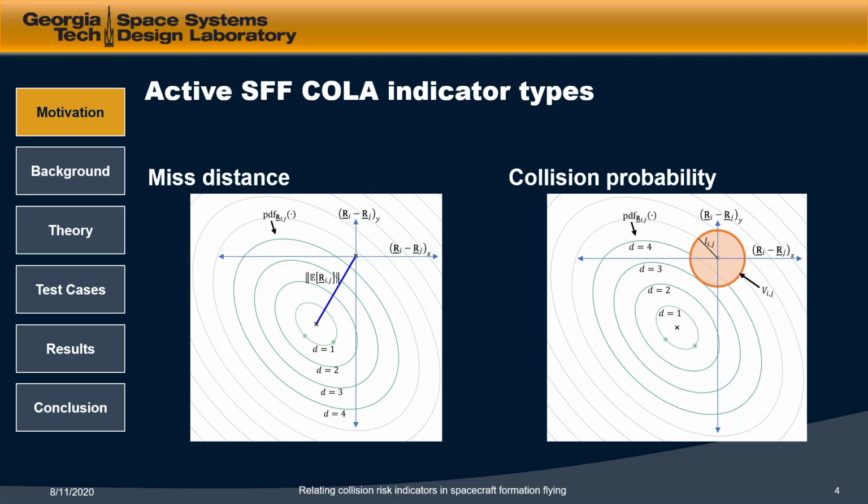In these charts, you see conceptual illustrations of probability density functions, or PDFs, of the relative position between two agents. One type of collision risk indicator is missed distance, which is any statistical description of the physical separation between two agents, as seen on the left. The other type of collision risk indicator is the probability of collision, which is the probability mass of the relative position which is inside of a collision region. Collision risk is mitigated by setting constraints in an optimal control problem in terms of these indicators.